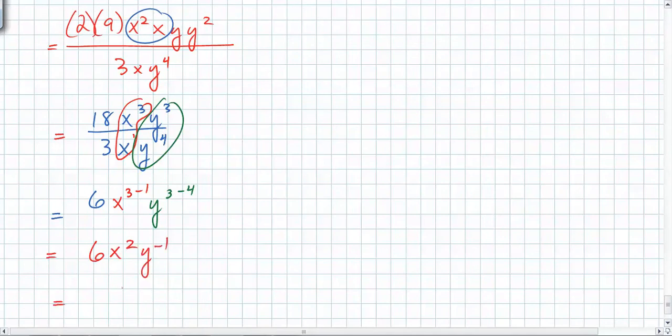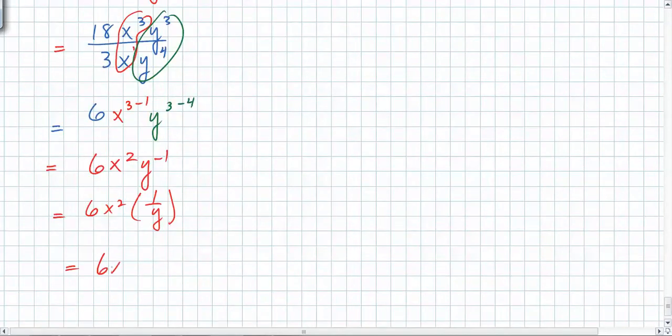But remember, a negative power has to go down to the bottom, so it's going to be 6x squared times 1 over y. So your final answer is going to be 6x squared all over y.